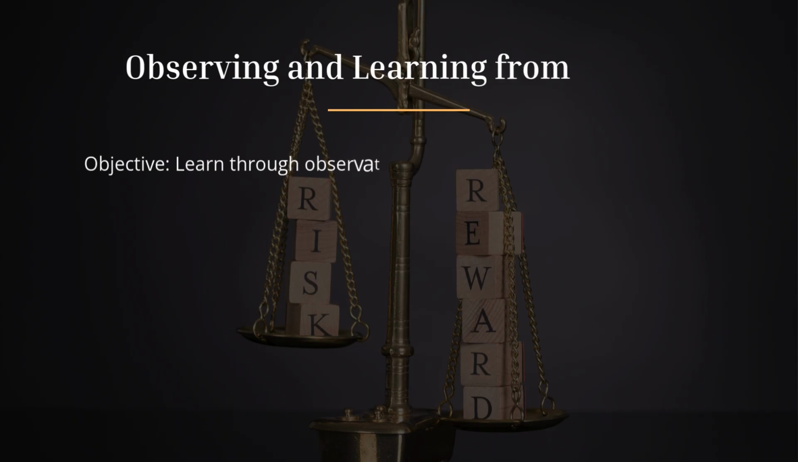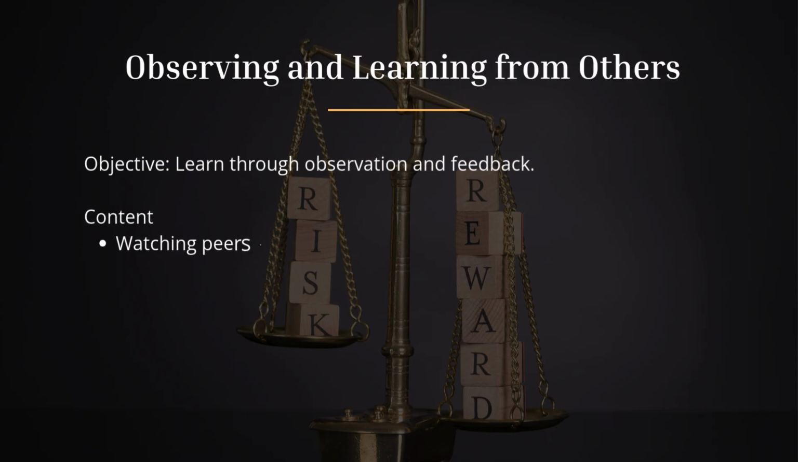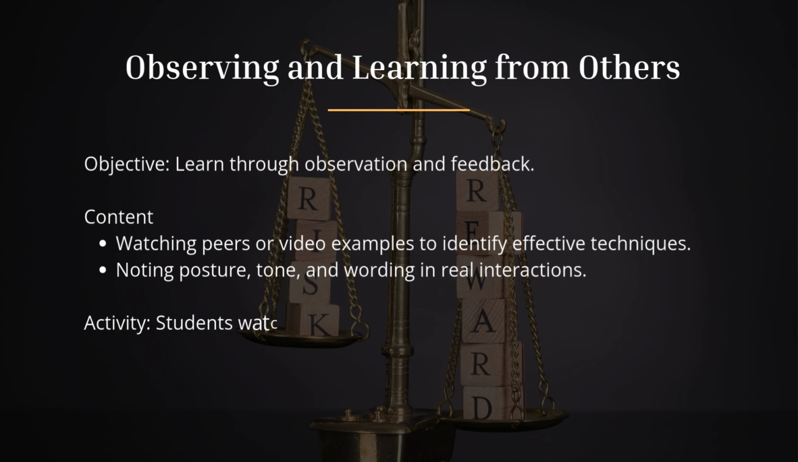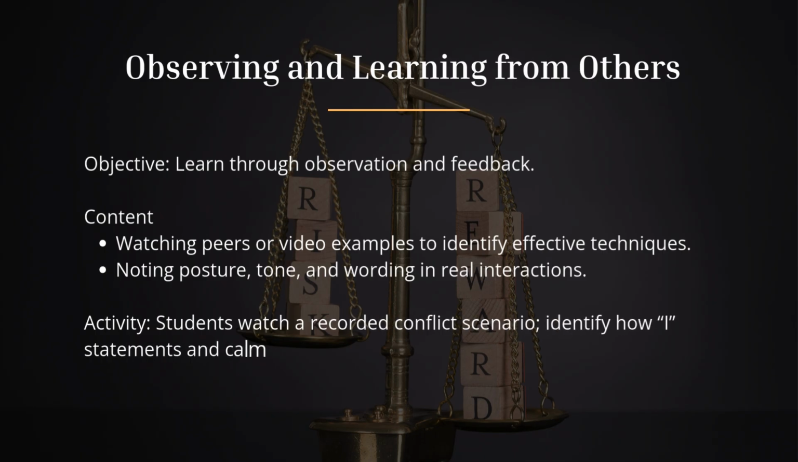Observing and learning from others. Objective: learn through observation and feedback. Content: watching peers or video examples to identify effective techniques. Noting posture, tone, and wording in real interactions. Activity: students watch a recorded conflict scenario, identify how I statements and calm responses were applied or could have been applied.